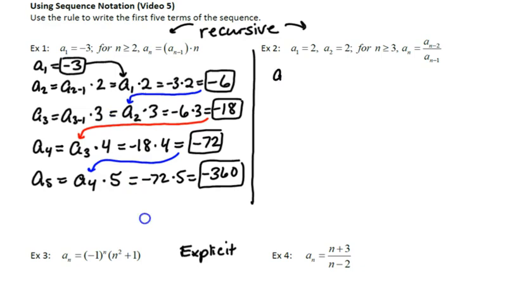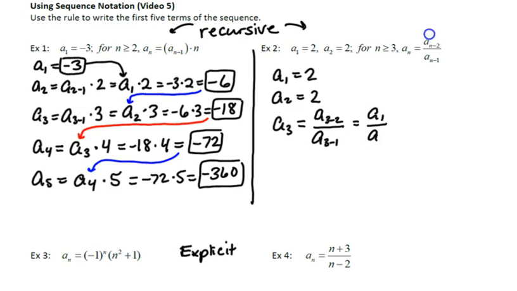Okay, so the second one. A sub 1 equals 2 and a sub 2 equals 2. So I've been given the first two terms in the sequence. That must mean that my rule refers 2 terms back. So for n equals 3, now I just have to calculate for 3, 4, and 5. A sub 3, so every place there's an n, I'm going to put a 3. A sub 3 minus 2 over a sub 3 minus 1, which is a sub 1 over a sub 2.